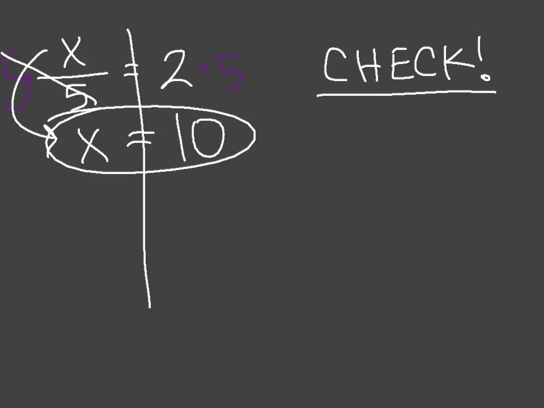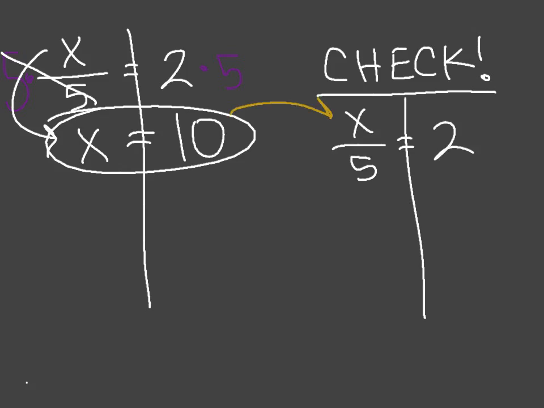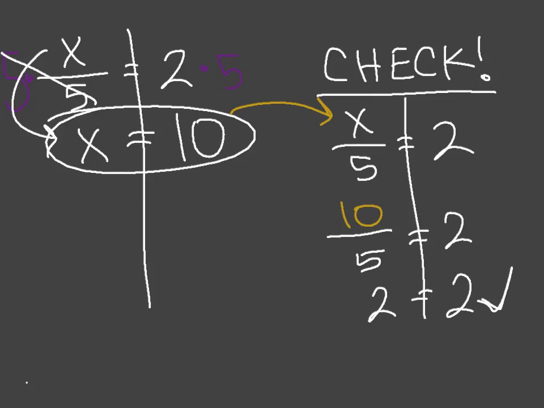And again, before I finish, I'm going to check my answer. So start with my original equation, x divided by 5 equals 2. I'm going to plug in the answer that I got from my previous calculations, which was 10. And I'm going to make sure, does 10 divided by 5 equal 2? Well, it indeed does. So that's how I know my answer is correct.